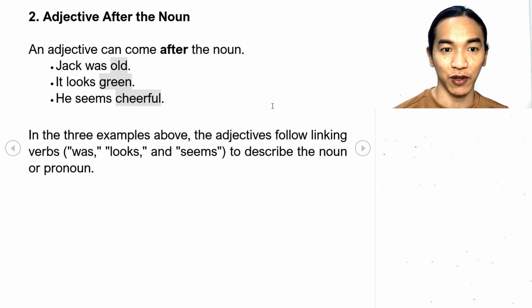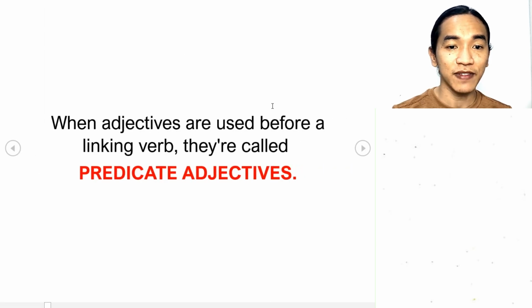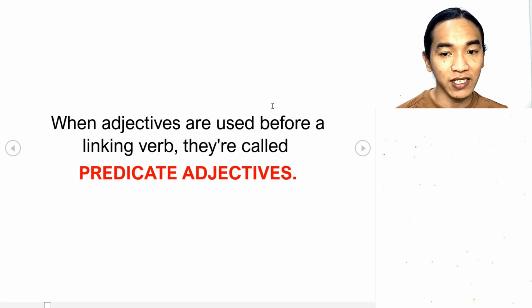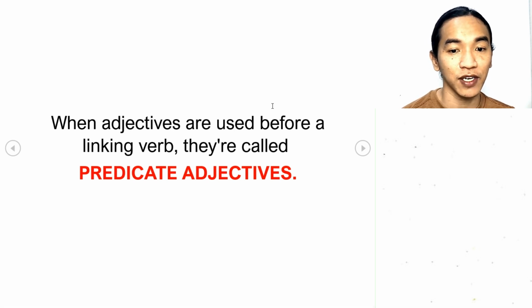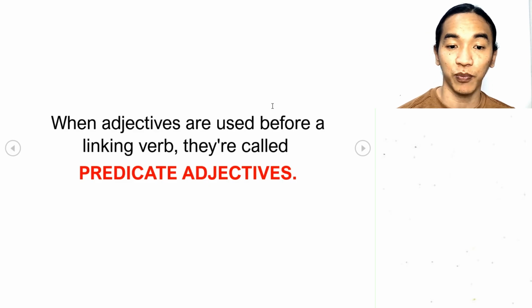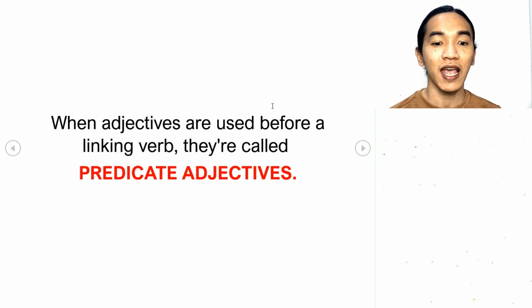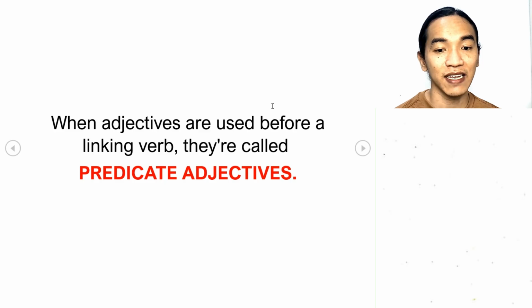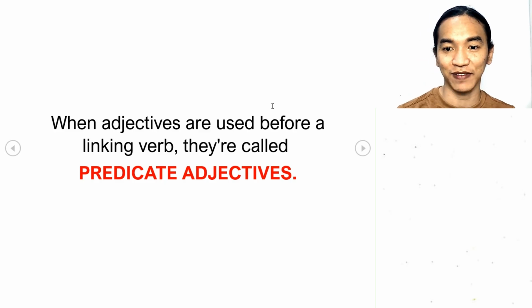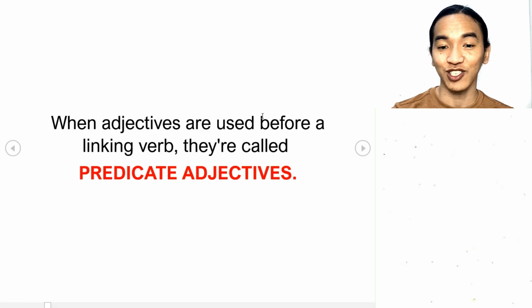noun or pronoun. Okay? So, in this situation, when adjectives are used after a linking verb, this is what we call predicate or predicative adjectives, okay? Once again, after the noun and after your linking verbs, they are called predicative or predicate adjectives, okay? Please pay attention to that and remember it.